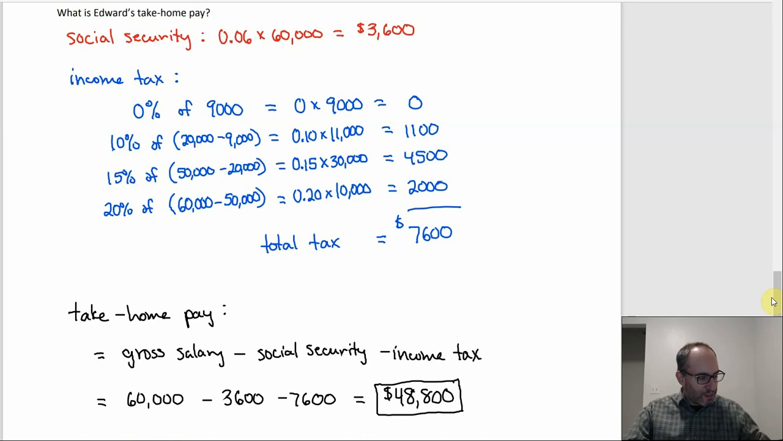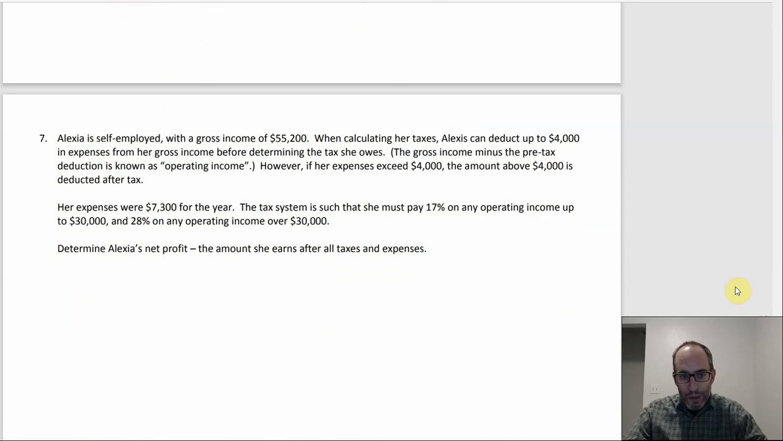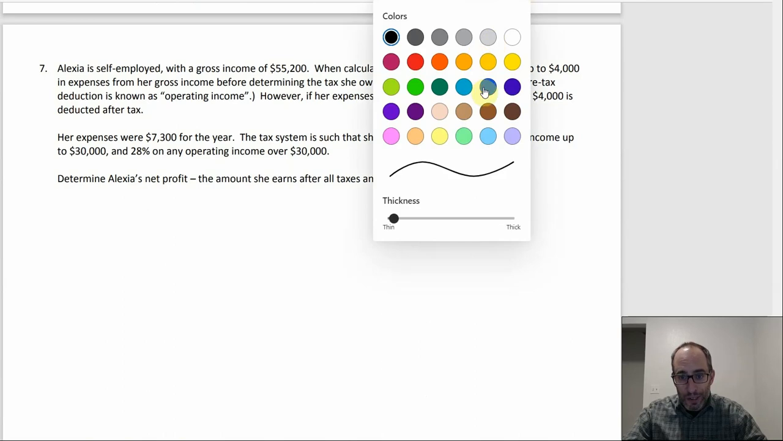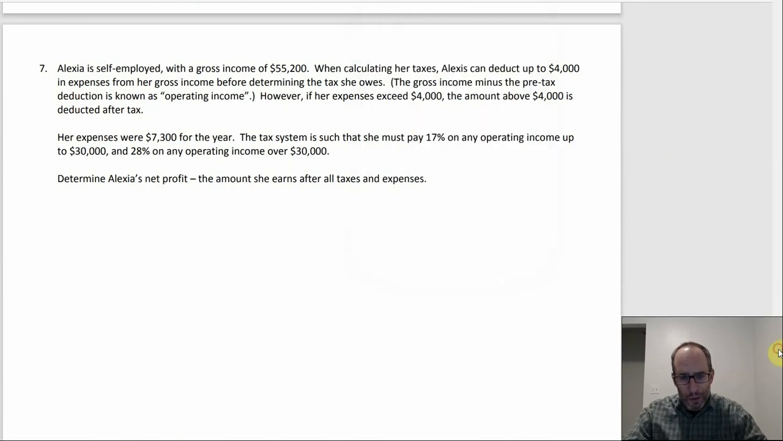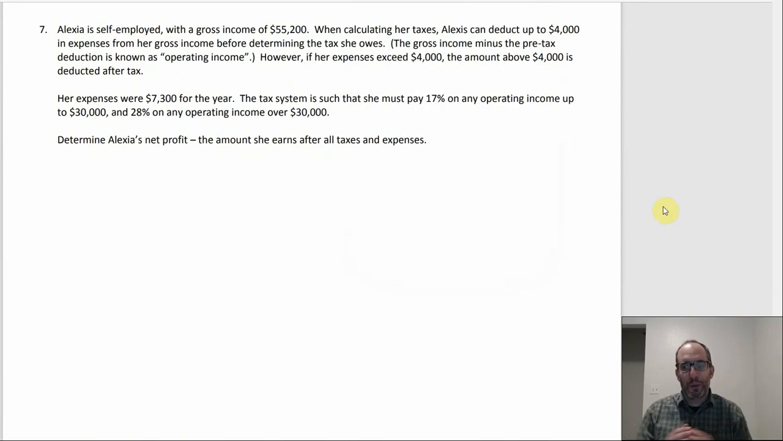All right, the last one is tough. And actually, there wasn't one of these in every single version, because I ran this homework 3 times, and there were some variations in there. This showed up once, and there were other ones that related to being self-employed but weren't quite this long. So I think this would be the most extreme one that could show up, or something like this. So it says that Alexia is self-employed, gross income of $55,200.